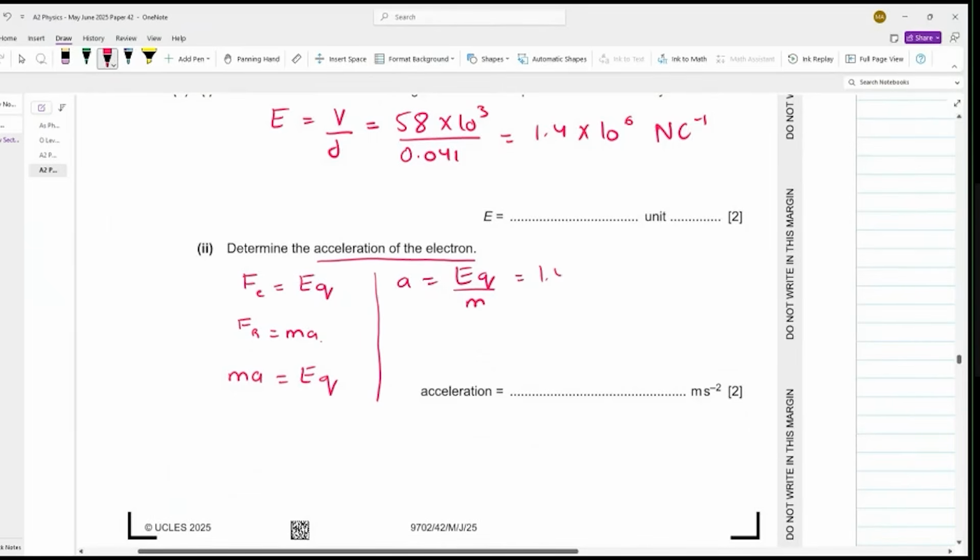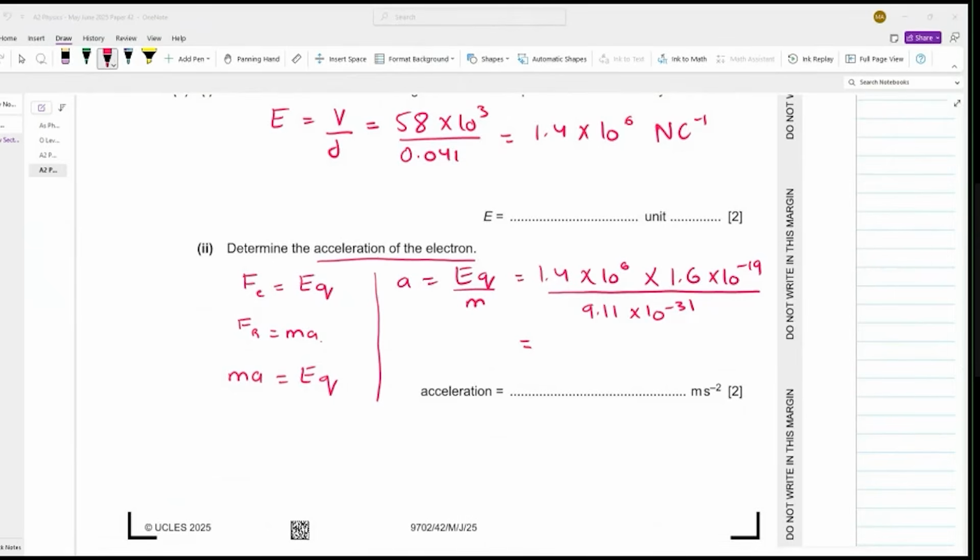Electric field strength is equal to 1.4 into 10 raised to the power of 6, into the charge. What is the charge on an electron? 1.6 into 10 raised to the power of minus 19. What is the mass of an electron? 9.11 into 10 raised to the power of minus 31. Can anyone calculate the acceleration? Acceleration comes out to be 2.5 into 10 raised to the power of 17 meters per second squared. Simple. Let's further move ahead.